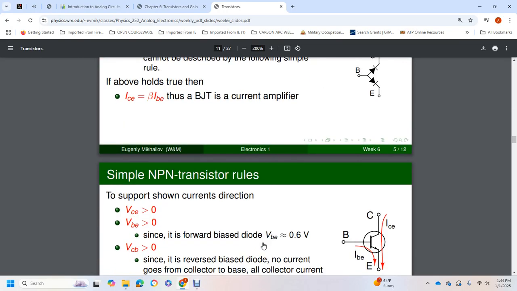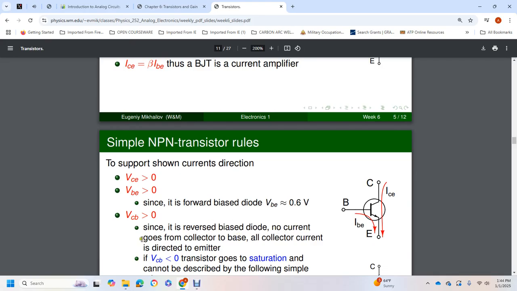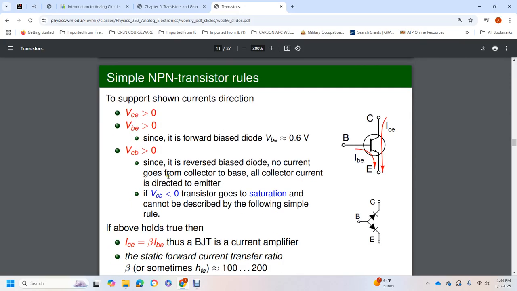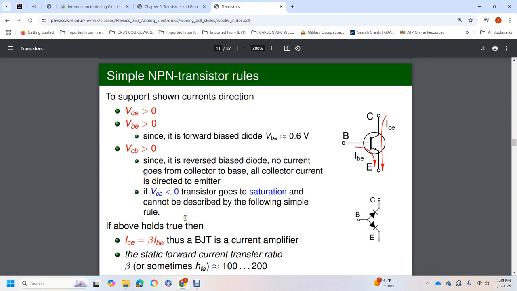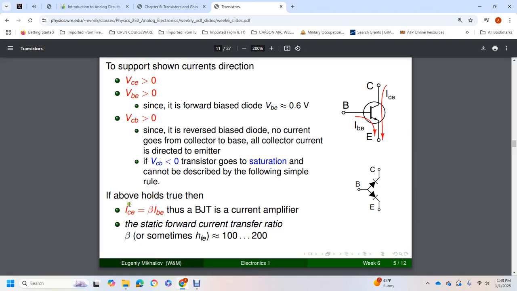To support the current direction, voltage collector emitter is greater than 0. Voltage base emitter is greater than 0, since the forward bias voltage base emitter is approximately 0.6 volts. So voltage collector base is greater than 0, since with the reverse bias diode no current goes from the collector to the base. All collector current goes directly to the emitter. If voltage collector base is less than 0, the transistor goes into saturation and cannot be described by the following rules. The rule above holds true: current collector emitter equals beta times current base emitter, with a bipolar junction transistor being a current amplifier.